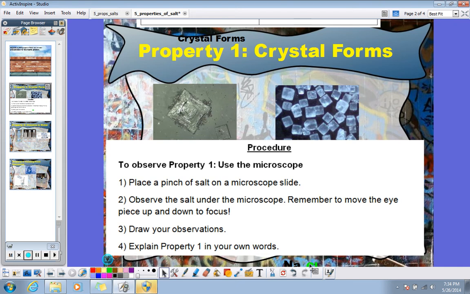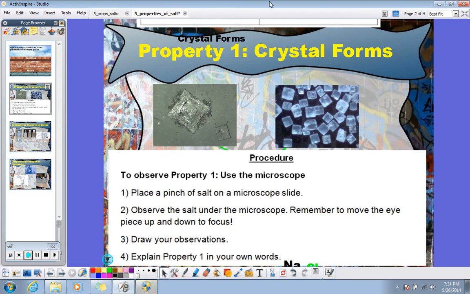The procedure, and you have tools in order to help you observe these properties of salt on your own. So you'll see, to observe property number 1, use the microscope. That means that you right now need to get the microscope, or after the video is over, you need to get the microscope. You need to place a pinch of salt on the microscope slide and observe the salt under the microscope so that you can see for yourself the crystal shape.